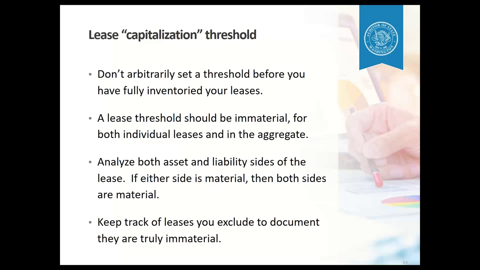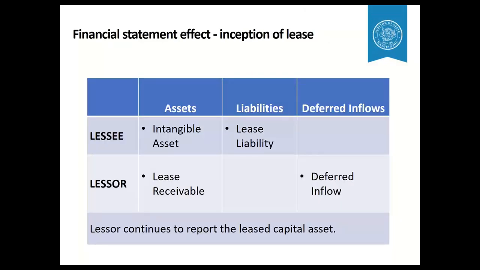And keep track of those leases that you exclude, because your auditor is going to want to see that. You've got to be able to document that they truly are immaterial in the aggregate. This is a policy we expect to see in writing. And like I say, keep that in mind. Immaterial, individually, and in the aggregate.